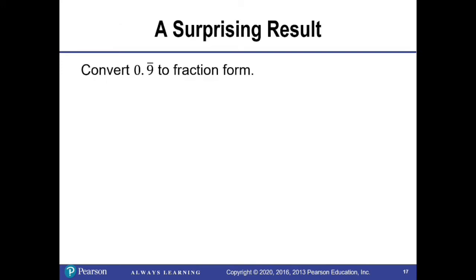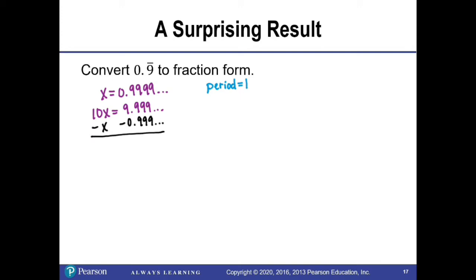Now here's a surprising result. Let's suppose we want to convert 0.9 repeating to fraction form. So I let x equal 0.9999999. Our period here is 1. This tells me to multiply both sides of my equation by 10. That gives us 10x on the left side. When I multiply the right side by 10, my decimal place moves one place to the right. So I have 9.99999. Subtract x from both sides.